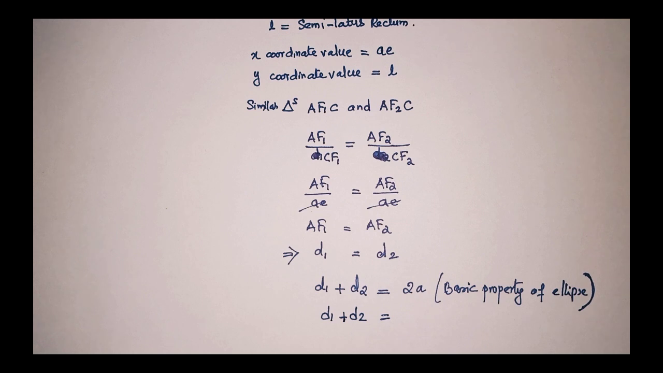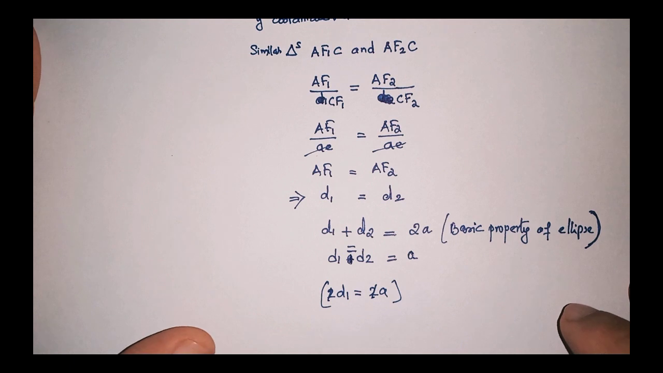So if D1 plus D2 is going to be 2A, then D1 and D2 is going to be equal to A. Why? Because 2D1 is going to be 2A, so ultimately that gives me A. So this is how it gives. D1 is going to be A, and similarly D2 is going to give me an A value. I hope this is clear.